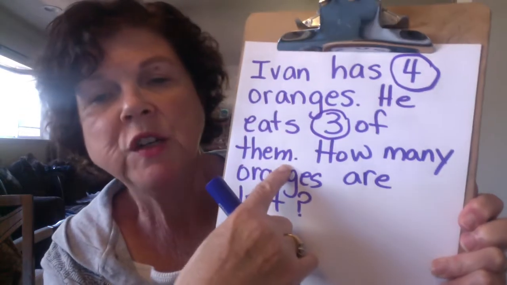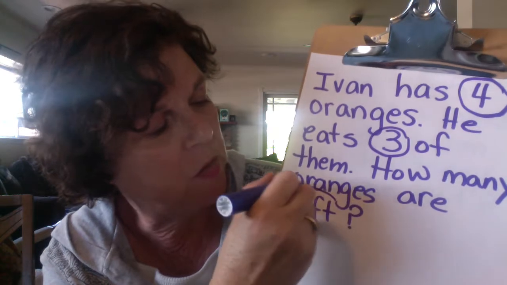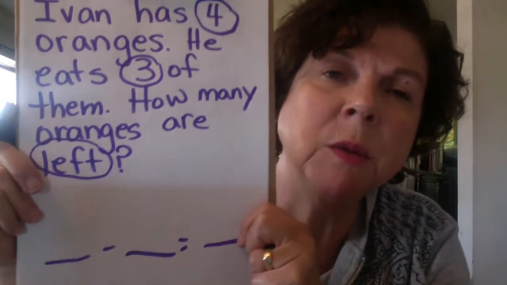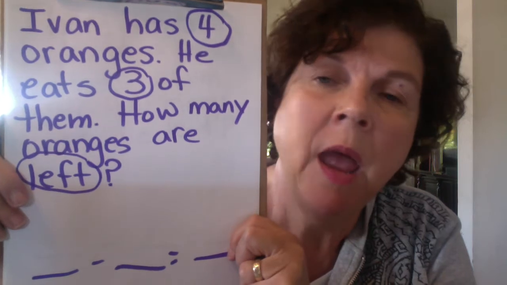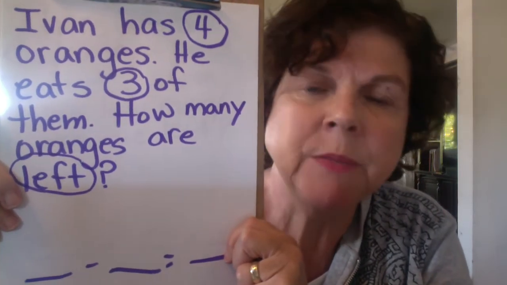How many oranges are left? Ding, ding, ding. I'm going to circle it. Okay, so now this time I'm not going to use my pencils. I'm going to draw something. And like I said, I'm not going to draw anything too fancy. Oranges, I can just make circles.